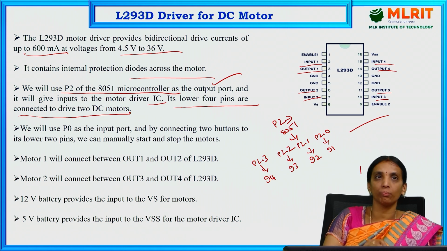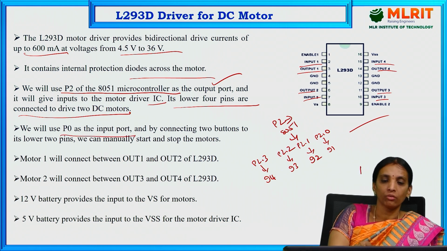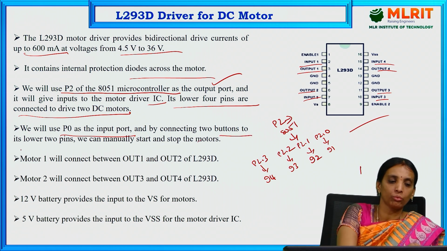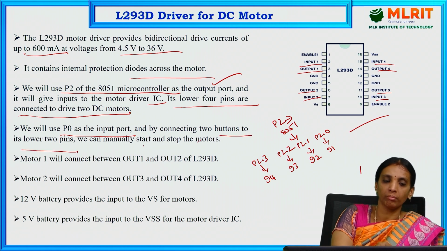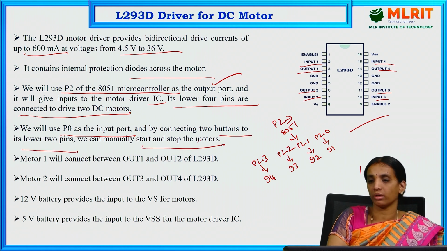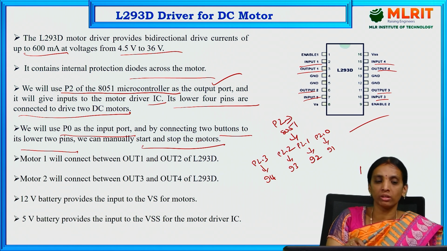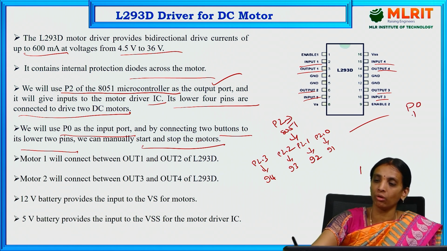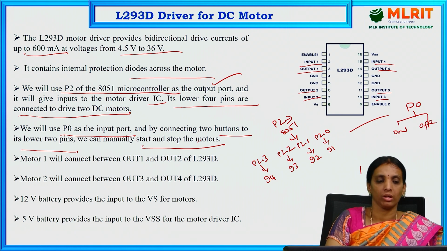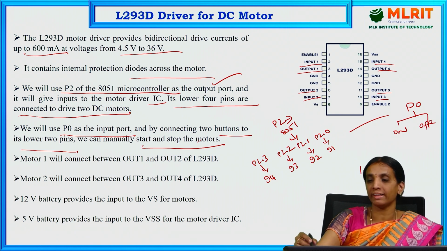So we will use P0 as an input port, by connecting 2 buttons to its lower 2 pins, which can manually start and stop the motor. So here 2 pins are provided with port 0 for switching the motor on and off. So motor 1 is connected.